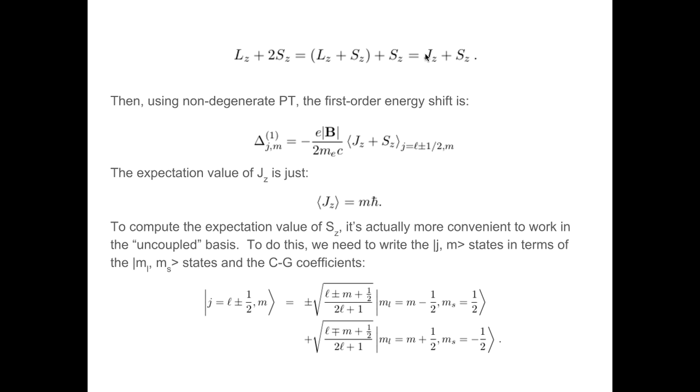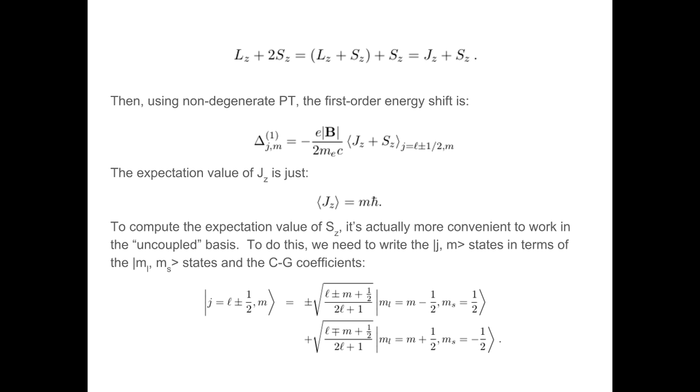That means now we can compute the first order energy shift coming from this term. This will be an energy shift on top of what we computed last time for the spin-orbit piece. So we just need to compute this expectation value in the coupled basis. The JZ piece is easy, because the JZ quantum number is just M. But the SZ is a little tricky, because its good quantum numbers are in the uncoupled basis.